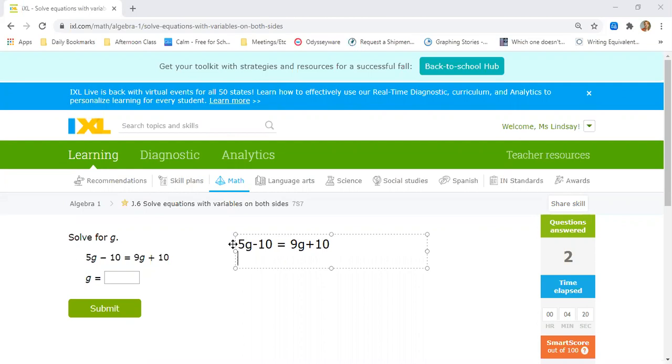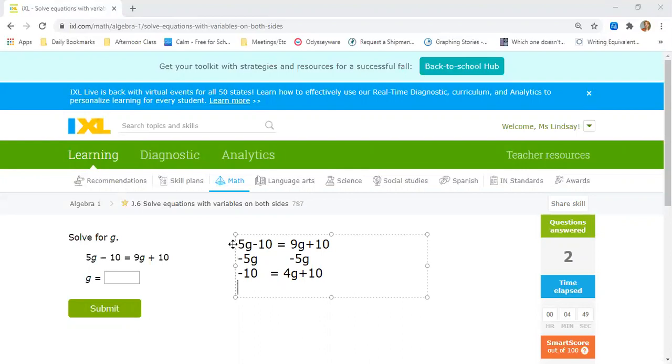So if I want, I can get rid of these g's. If you move them the other way, you're going to get the same answer. Now, if you accidentally move everything to the same side, then you're not going to get the same answer. Your sign is going to be wrong. So if I get rid of the 5g, now I have negative 10 is equal to 4g plus 10.